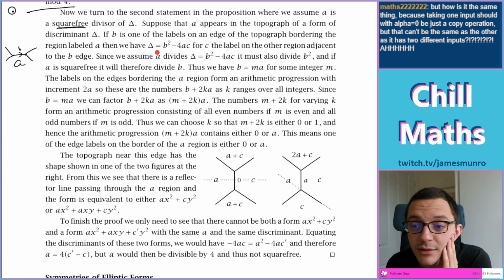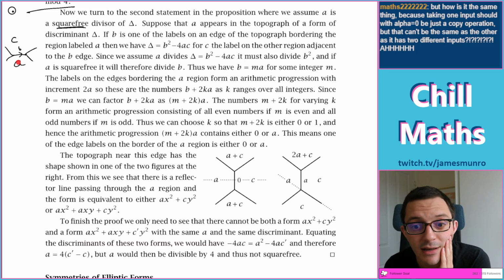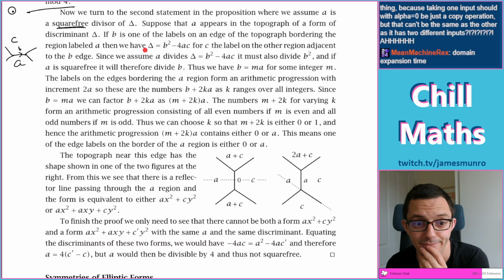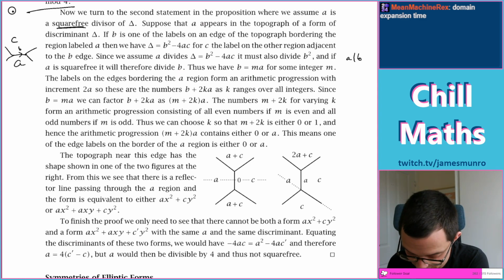Then we have delta is B squared minus 4AC for C, the label on the other region adjacent to the B axis. We have A and C for the labels on the regions, and we must have B squared minus 4AC for the discriminant. A is square free, odd or twice an odd number. Since we assume A divides this, it must also divide B squared. And if A is square free, ooh, fun, it will therefore divide B. That's a fun fact. A divides B squared, A square free implies A divides B.